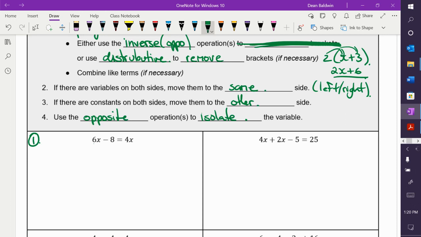How do I get the 6x to the other side? Well, if I have 6 apples and I want to get rid of them, what do I do with them? Throw it at your friend. What would that essentially be? Moving them. What operation would that be? Subtraction. So, how do I get rid of the 6x? Minus 6x. It's the exact same.